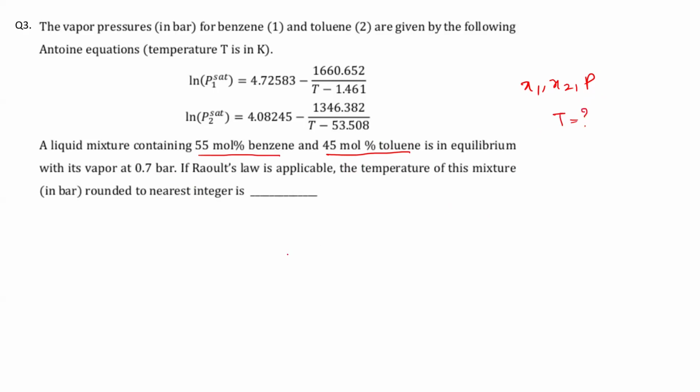Now what I'm saying here is what I was trying to explain to you, that we have 6 equations here. y1 plus y2 is equal to 1, and Raoult's law, 2 equations, that is y1P is equal to x1 P1 sat, y2P is equal to x2 P2 sat, and these 2 equations. So I'll be showing you a MATLAB code for this.